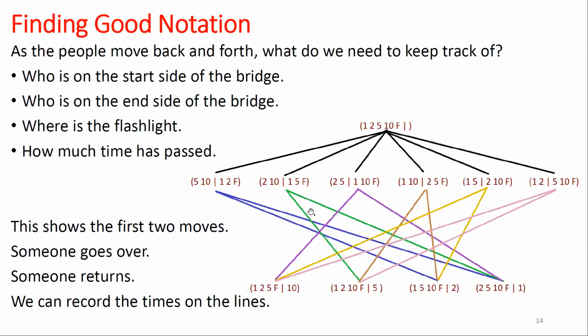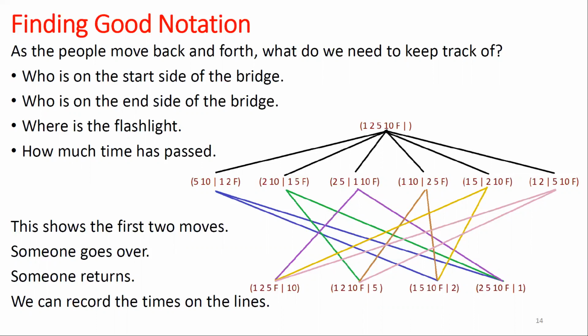Then I can look at each of these and see how they could move. I have 5 and 10 here, and 1 and 2 have the flashlight. So maybe 2 comes back, in which case I would go here. Or maybe I have 1, 5, 2, and 10, and maybe I send 10 backwards, which is probably a really bad idea because that took 10 minutes, 20 minutes total. But you've already lost. So we could prune some of these possibilities, but I could list all the possibilities like this.